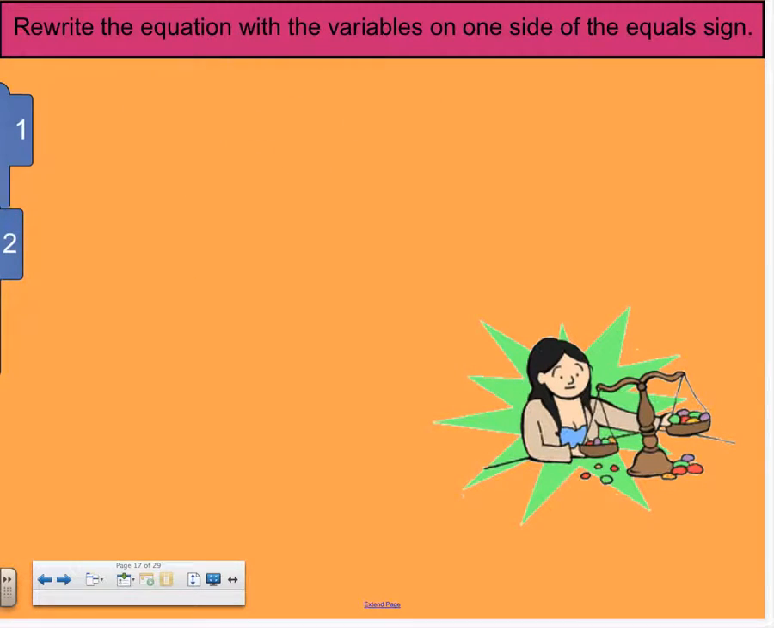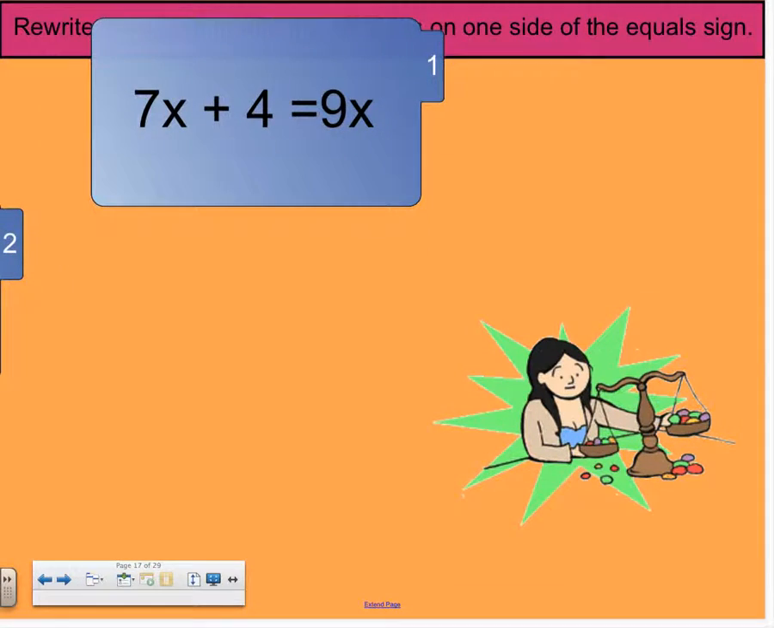The next example is very similar. We have 7x plus 4 equals 9x. Who can tell me what's the first step that we're going to do? And then I want you to explain why. Devin, what are we going to do first? Subtract 7 from both sides. We're going to subtract just 7? Very good. We're going to subtract 7x. We're going to subtract that whole term. And why are we doing that, Devin?